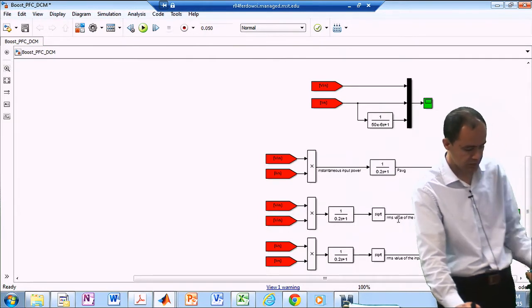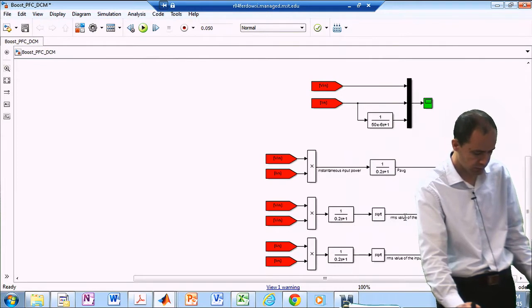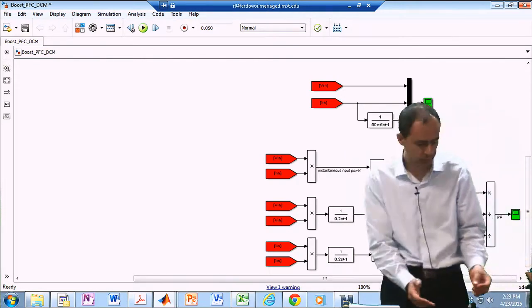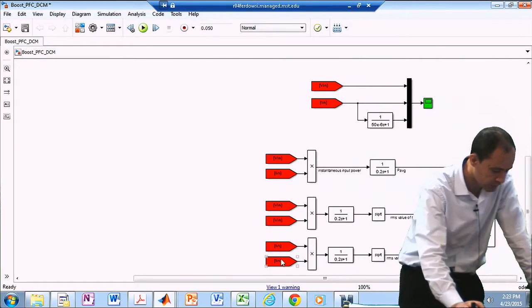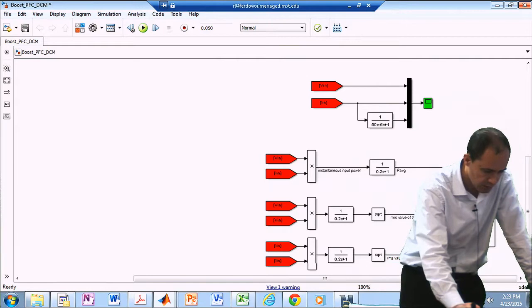This is the RMS value of the input voltage. Even though I had it, it was like 110. And then I'm doing the same thing for the input current to get the RMS value of the input current. Then in the end, it's just a division between them.